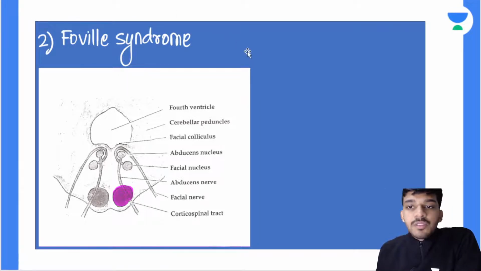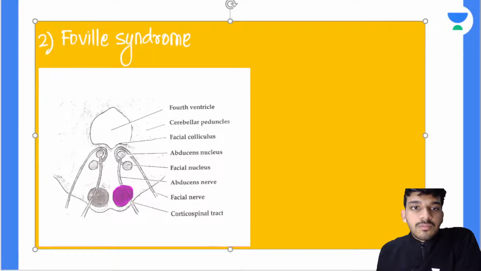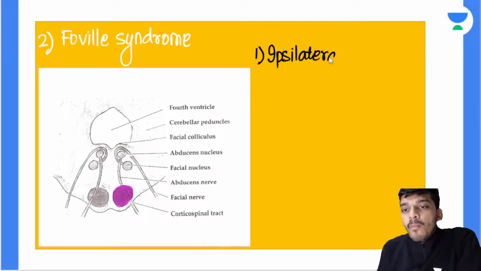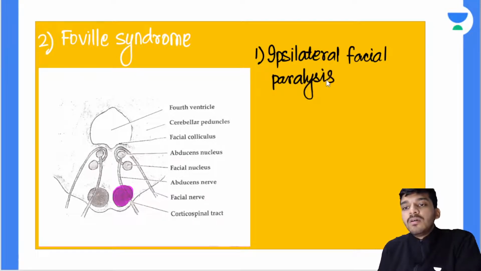Let's change the color of this clinical box to make it slightly lighter. So there is ipsilateral facial paralysis, because the nucleus of the facial nerve and the facial nerve are damaged. The abducens nucleus is also gone.